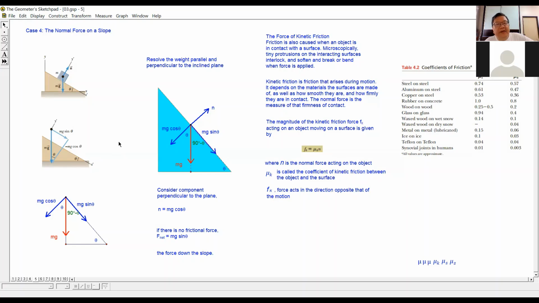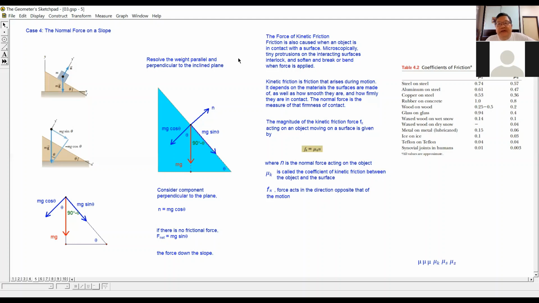Inclined plane? Okay. We look at the frictional force. Here we call it frictional force, where frictional is an adjective. But in your textbook, they call it friction force. Never mind, it's the same.